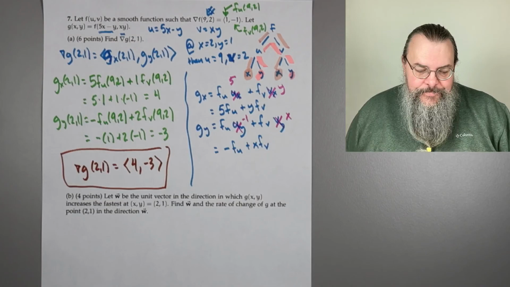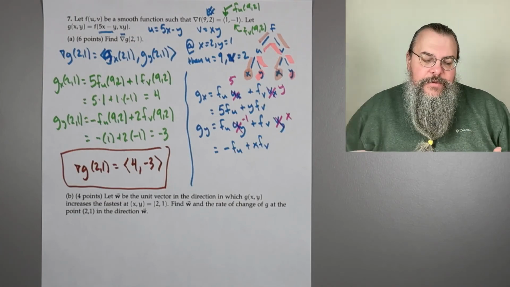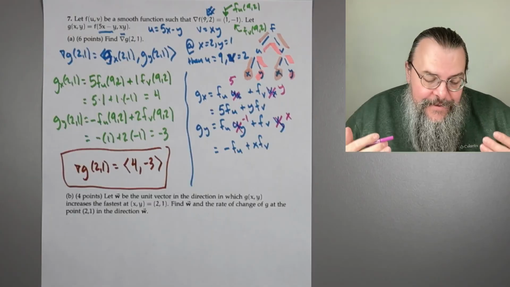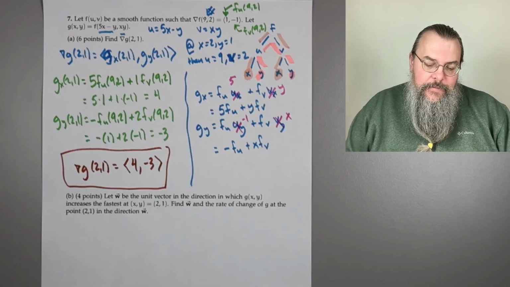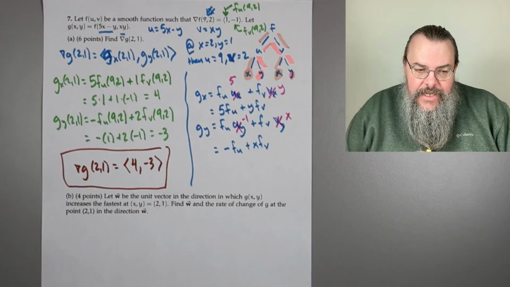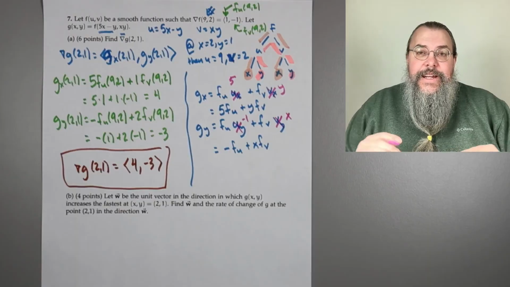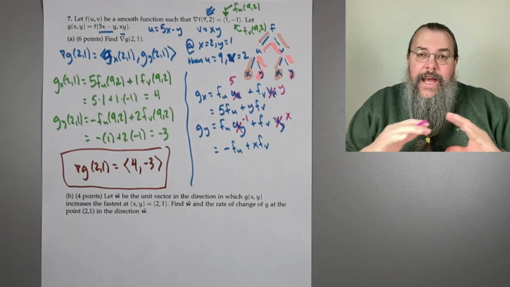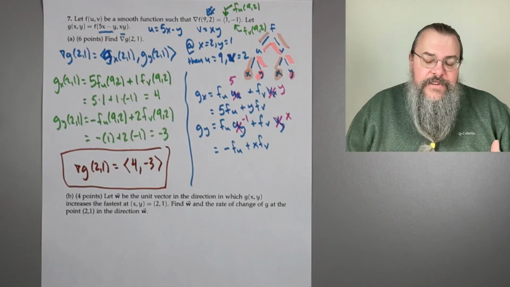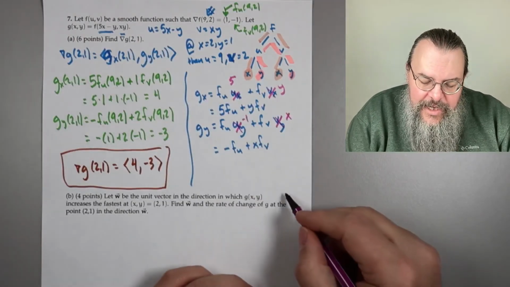Part B. Let w be the unit vector in the direction in which g of (x, y) increases the fastest at (x, y) equals (2, 1). Find w and the rate of change of g at the point (2, 1) in the direction w. Now, this has a lot to do with the previous problem. What did we find in the previous problem? We found the gradient.